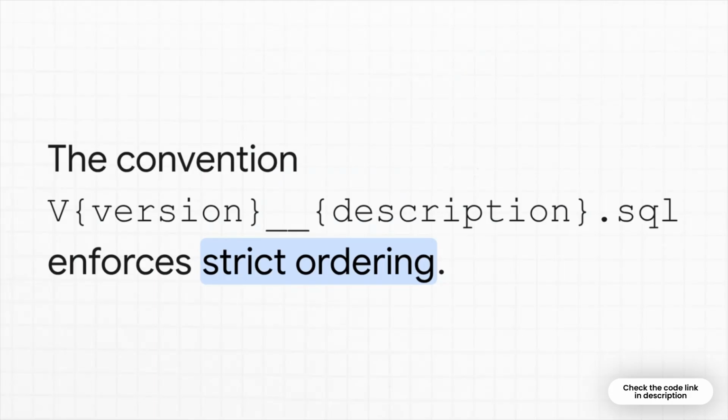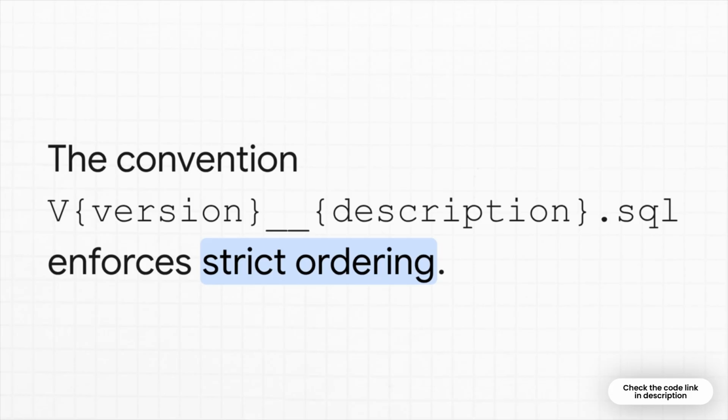But to make this magic actually happen, Flyway relies on a very strict naming convention. It always starts with a capital V followed by a version number. Then, and actually underline this in your mind because it's absolutely crucial, 2 underscores, not 1, 2, followed by a description and ending with .sql. So, for example, V1__create_users_table.sql or V2__add_email_to_users.sql.